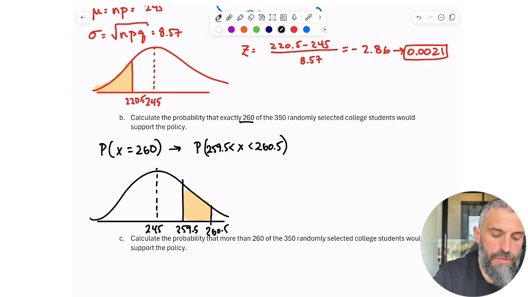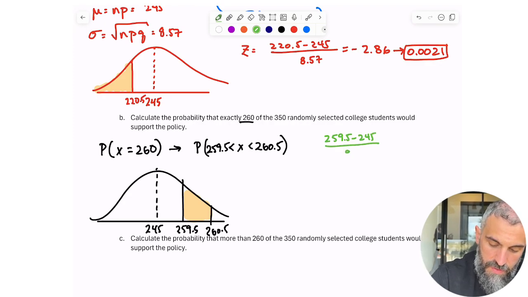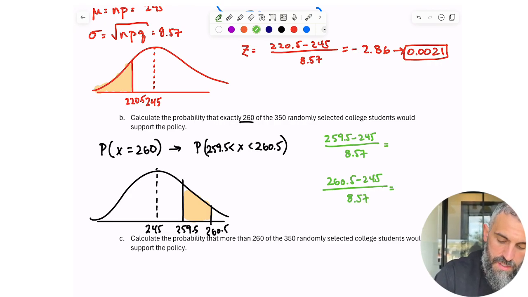Then you're going to do it the same way we learned earlier in this chapter. If you're looking for an area in between, we'll start by doing the z-score for both. So 259.5 minus 245 over 8.57, and then 260.5 minus 245 over 8.57. For this one, I get 1.69. And for 260.5 minus 245 divided by 8.57, we get 1.81.